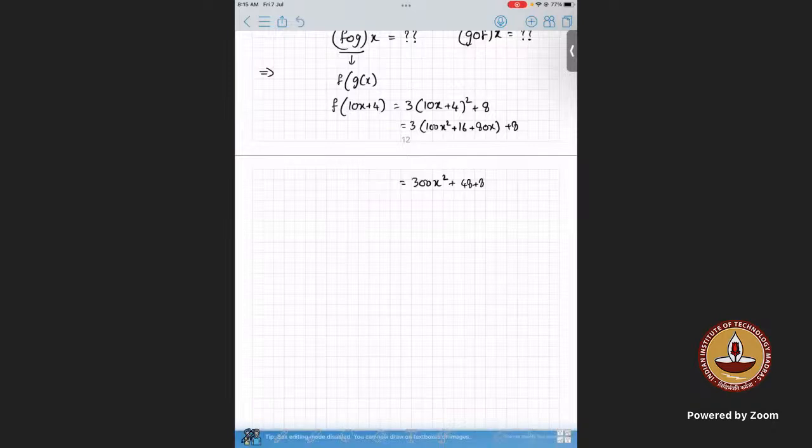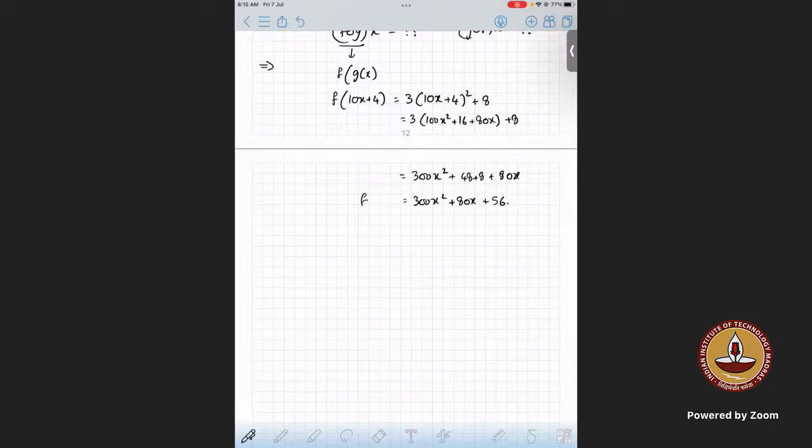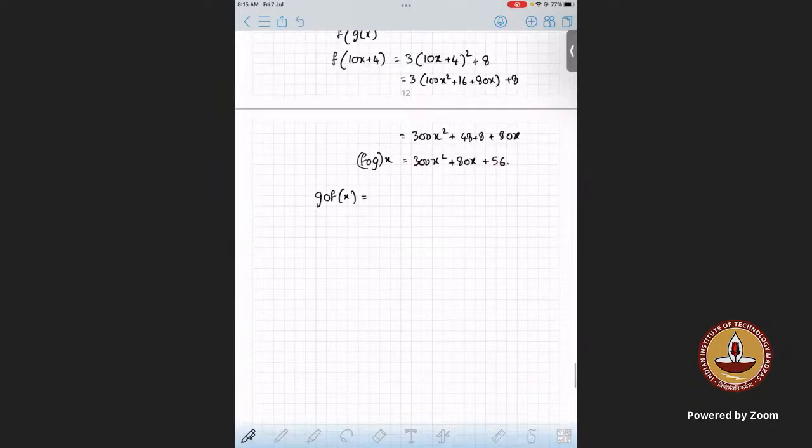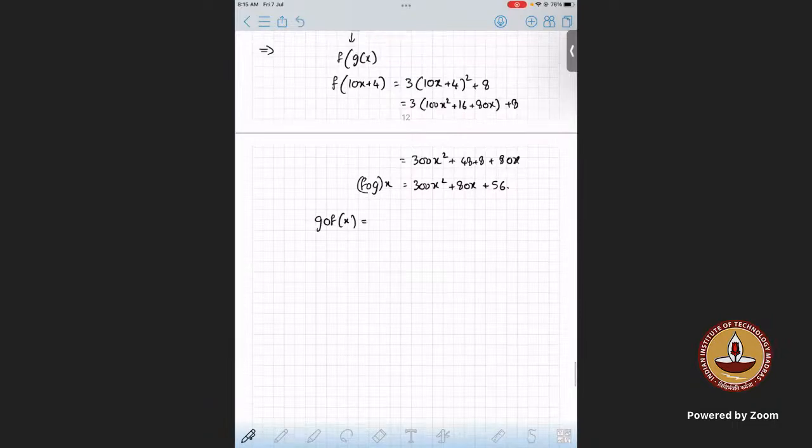300x square plus 48 plus 8 plus 80x. That is 300x square plus 80x plus 56. Clear? Coming to this f of g of x, you haven't multiplied 80 with 3. Yes, sir, 240. This will be 240x.